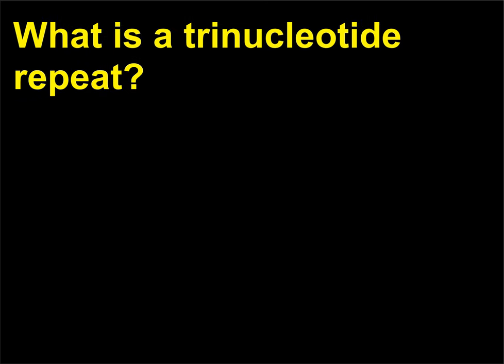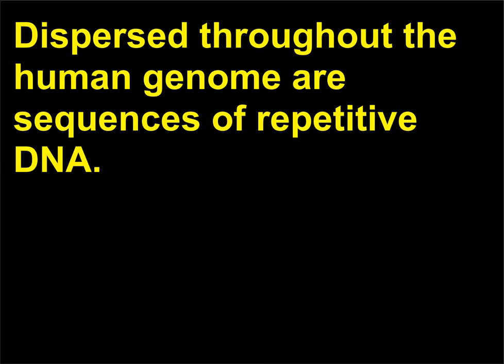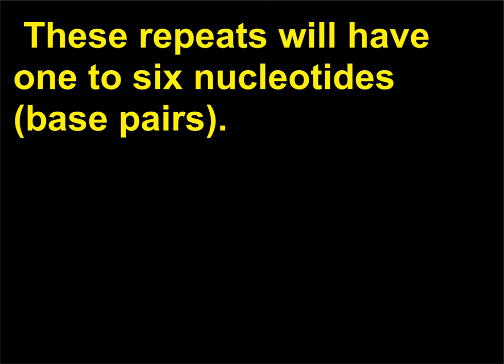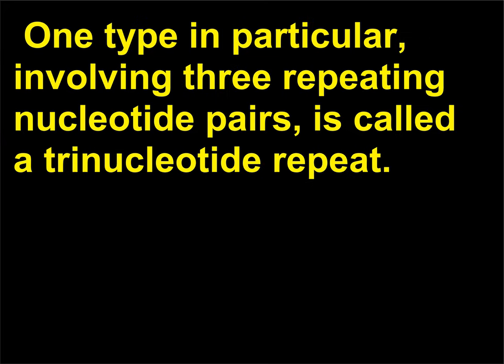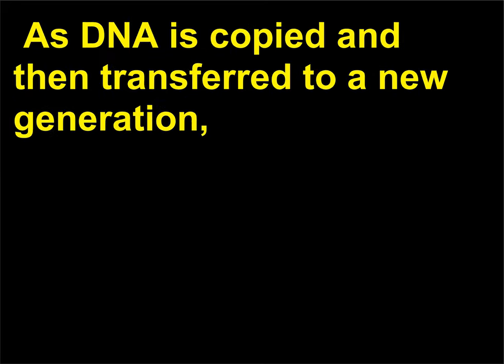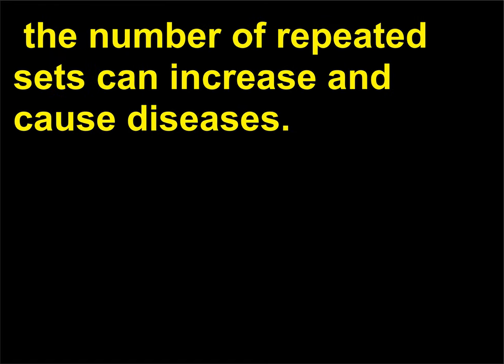What is a trinucleotide repeat? Dispersed throughout the human genome are sequences of repetitive DNA. These repeats will have 1 to 6 nucleotides, base pairs. One type in particular, involving 3 repeating nucleotide pairs, is called a trinucleotide repeat. As DNA is copied and then transferred to a new generation, the number of repeated sets can increase and cause diseases.